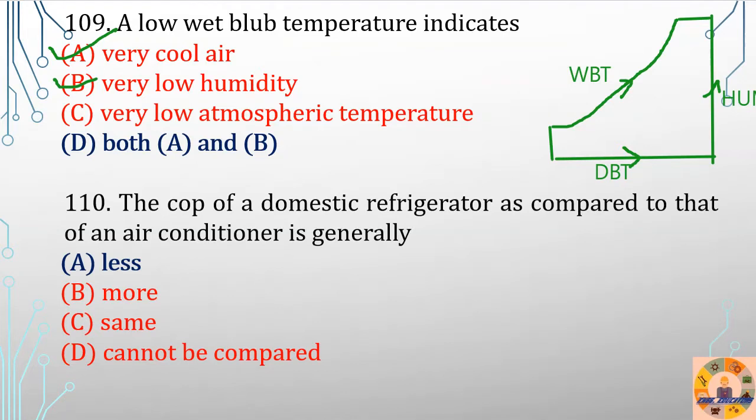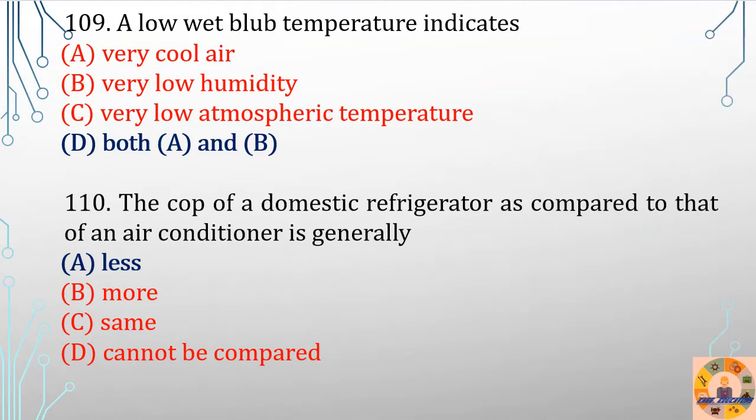So when wet bulb temperature is low, then dry bulb temperature will also be low, and when wet bulb temperature is low, humidity is again low. So this is a proportional relationship, linearly proportional. WBT is linearly proportional with DBT. Okay. Now question number 110.